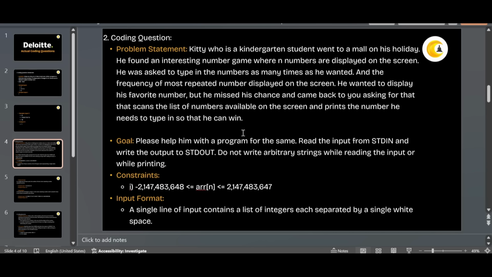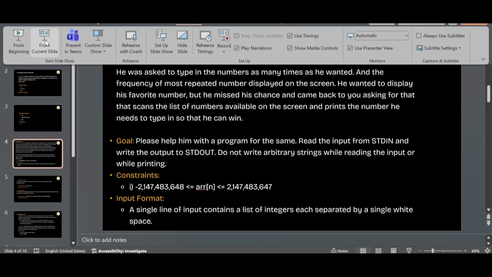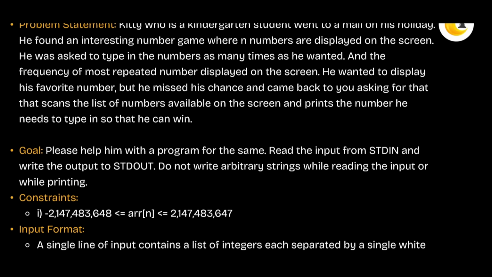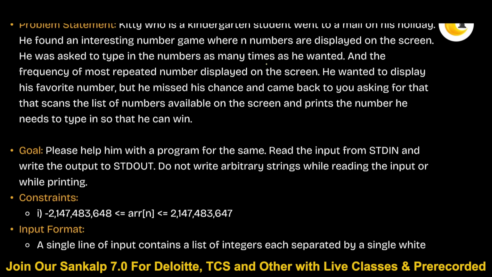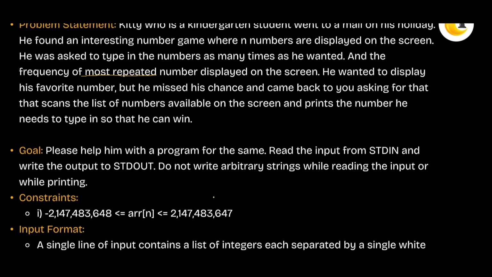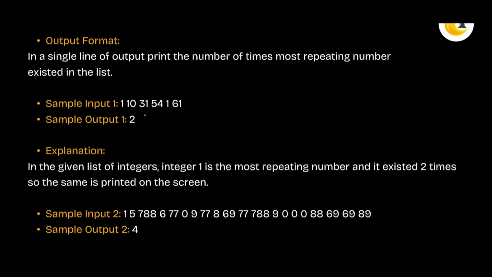So basically it's just a story to confuse you. It is telling you that you need to print, let me go on my slide mode, okay. So it is telling you that you need to basically print those numbers whose frequency, like it says that it is going to print the frequency of the most repeated number, okay. So that is the only question. So basically you need to see which number is being most repeated, and you need to just print its frequency. That's it, nothing more than that, okay.